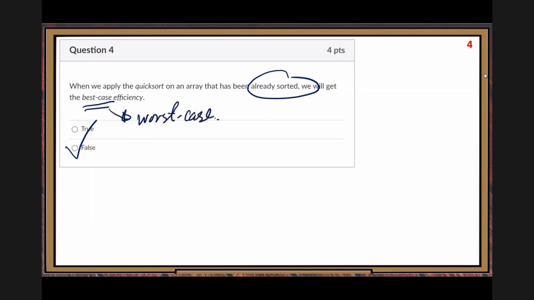The reason is that the data is not balanced when we select the pivot. If you use randomization, you can do much better. But if you do not do randomization, it's the worst case.